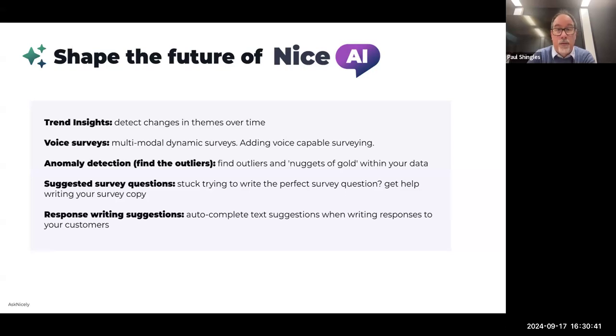And then lastly, writing responses. Respond is a really important part of that flywheel that I talked about earlier. If you're not responding to customer feedback, then why are you collecting it in the first place? And sometimes that can be overwhelming. Sometimes that can be hard. It takes a lot of people to do that. So how can we simplify and streamline that process so that you can respond to more customers and more feedback with AI prompted suggested responses?